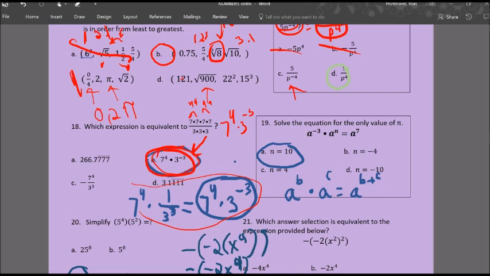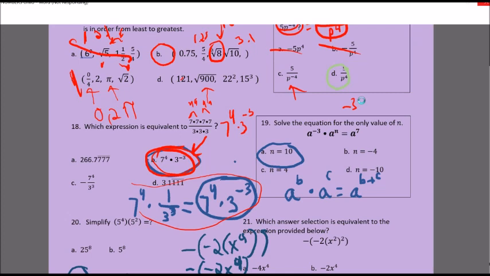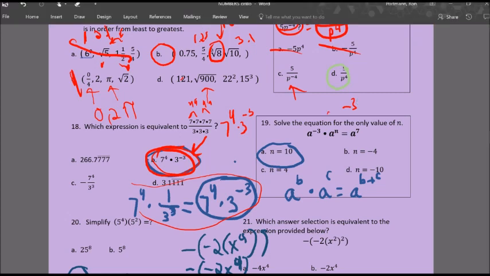All right. Number 19, if the base is the same and you're multiplying, you add the exponents together. So if we add negative 3 and then this value of n, that's what we're looking for. So we want to figure out what n is going to equal. You'd say negative 3 plus what gives me 7. Oh, so you would add 3 to this side, and you'd add 3 to this side.